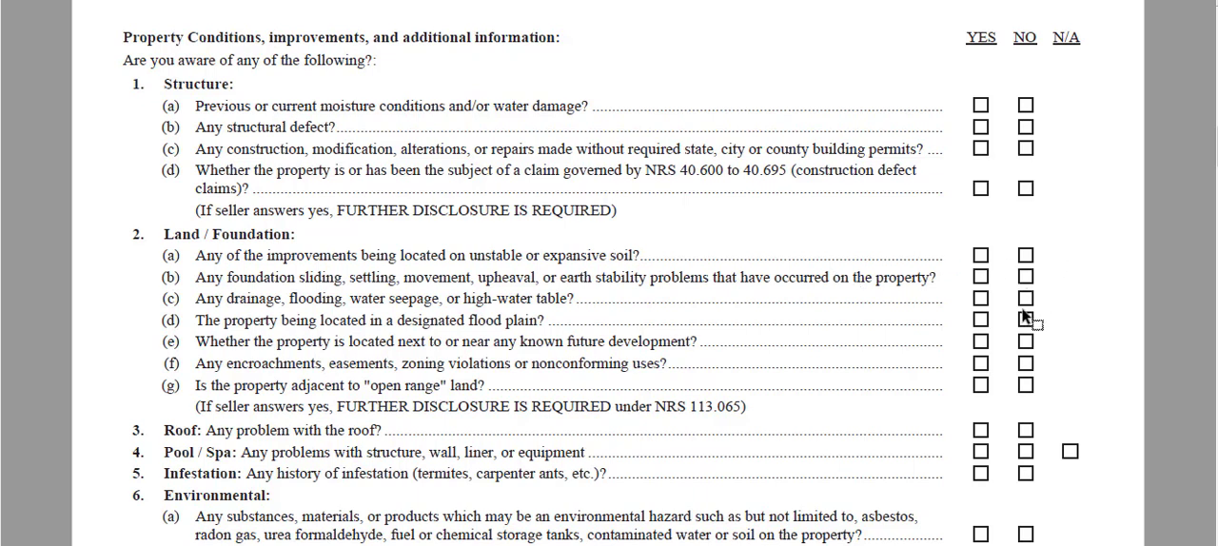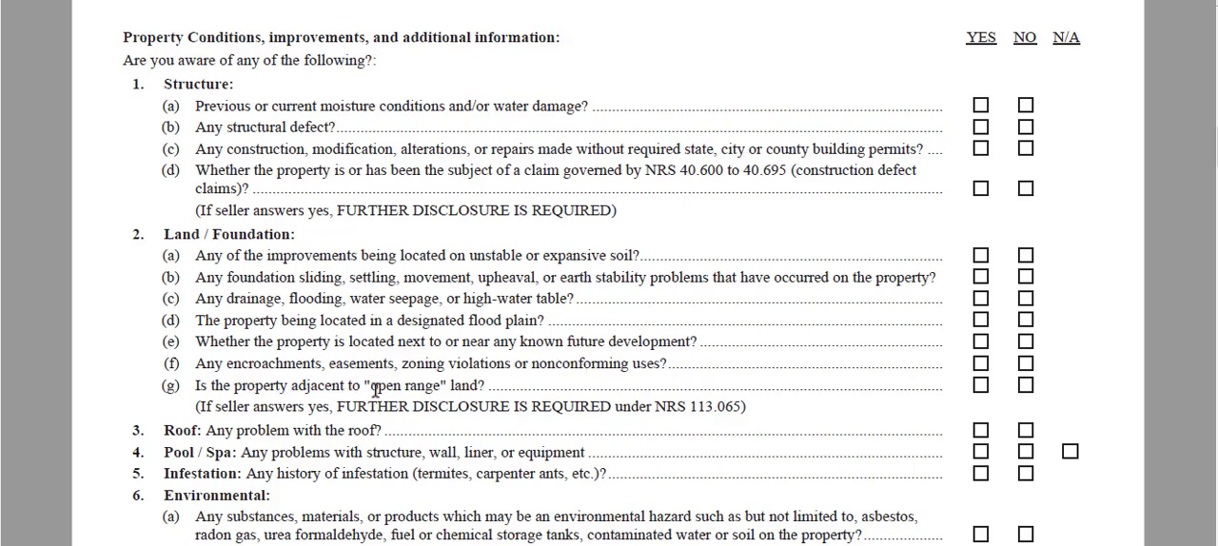Usually, most of these would be marked no. Any foundation sliding, flooding, located next to a floodplain, that's usually no in Las Vegas. Located next to or near any known future development. Again, that would be to your knowledge. Any encroachments, easements, zoning violations, or non-conforming uses.